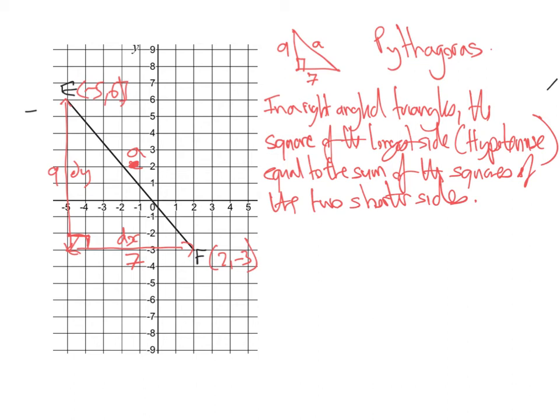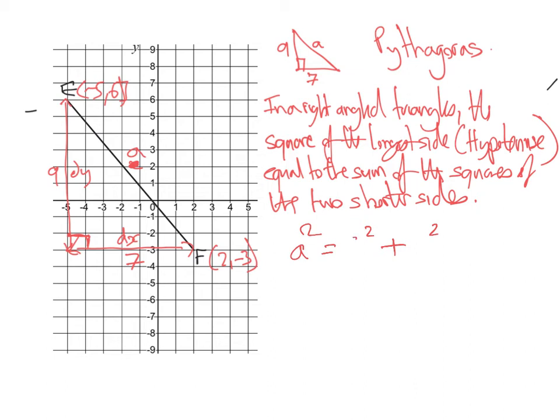So let's follow this through then. So in a right angle triangle, yep, tick, we got that. The square of the longest side. So the longest side in our right angle triangle here is A. So the square of A, hopefully you all know, is A squared, equals the sum of the squares of the two short sides.